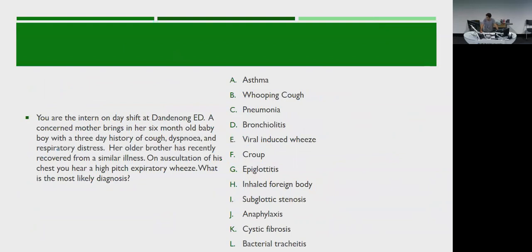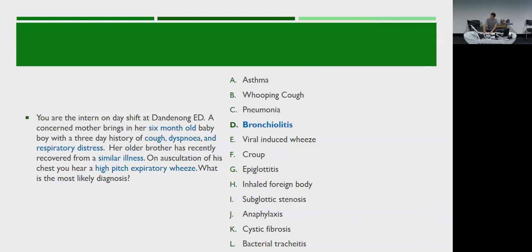Cool, viral-induced wheeze. Any other takers? Bronchiolitis, cool. So I'm happy that we have a couple people leaning between D and E. Is there any reason why I would want to lean towards one diagnosis over the other? Anyone? Good. So now we're going down that path of kid with a wheeze, what is the diagnosis? The answer here is in fact bronchiolitis, and the feature that leans us away from a viral-induced wheeze is the fact that this kid's 6 months of age, so less than 1 year.